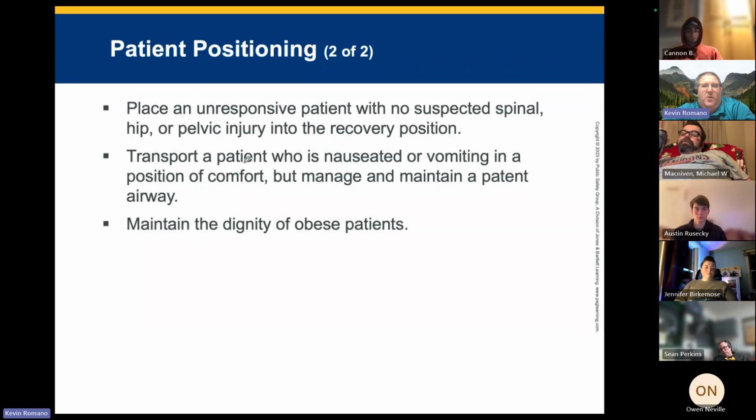So place a responsive patient with no suspected spinal, hip, or pelvic injury in a recovery position. Right. This prevents them, so if they do vomit, it protects their airway. We're going to transport a patient who is nauseated or vomiting in a position of comfort, but manage the patient and maintain a patent airway. You as an advanced EMT have the ability to give somebody IV Zofran. If they are nauseous, we're going to administer it as long as the patient can take it. All right. I'm not saying do anything prophylactically, but we want to make sure we're treating these patients to prevent anything from happening. All right. Maintain the dignity of the obese patient as well.